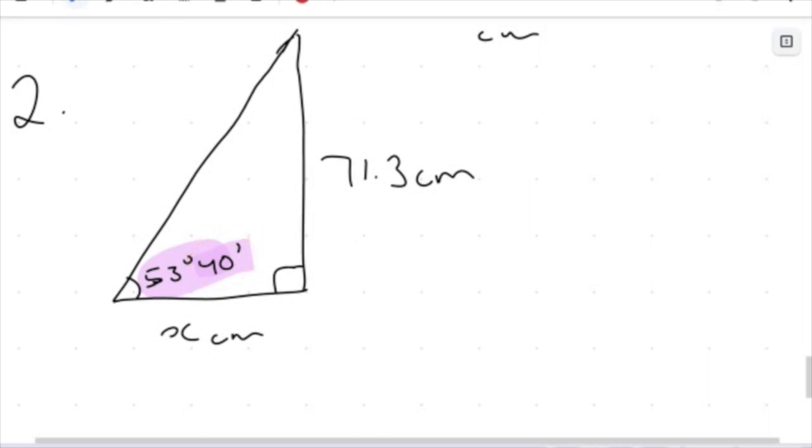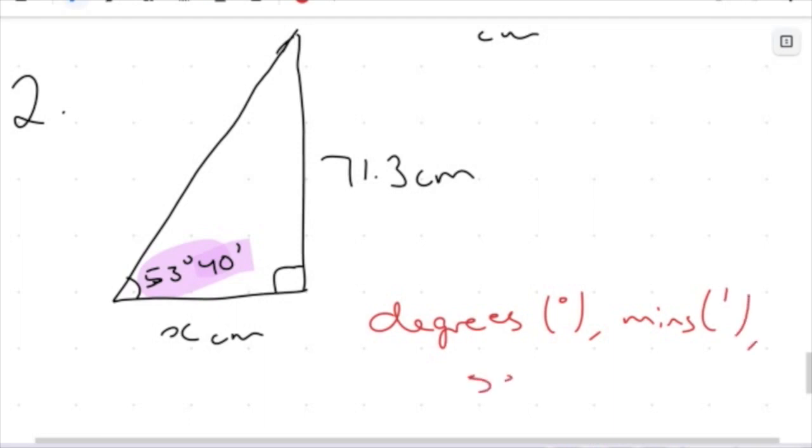Now this means 40 minutes. So angles are measured in degrees, minutes, and seconds. So we have degrees, which is that. We have minutes, which is one of these. And we have seconds, which is this thing here.